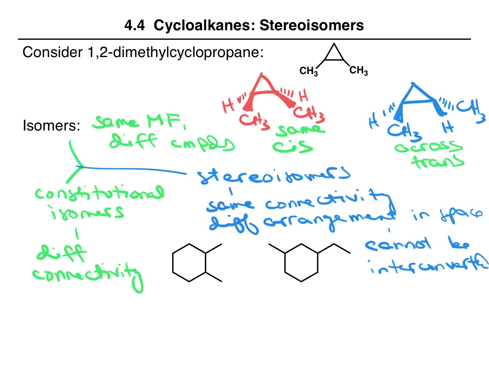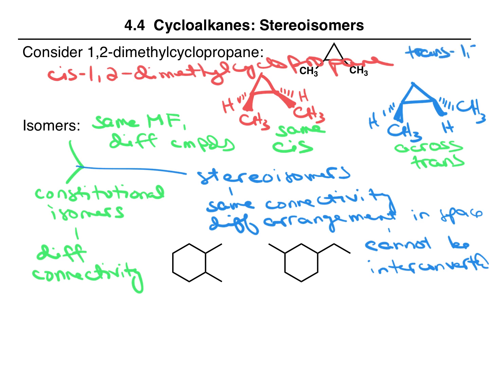So the red compound would be cis-1,2-dimethylcyclopropane. Such a big name for a little compound. And then the blue one would be trans-1,2-dimethylcyclopropane. So cis is the same side, trans is across.